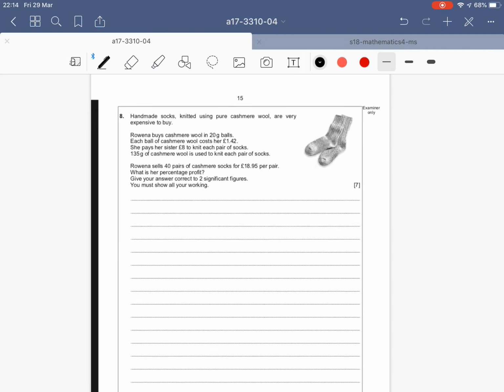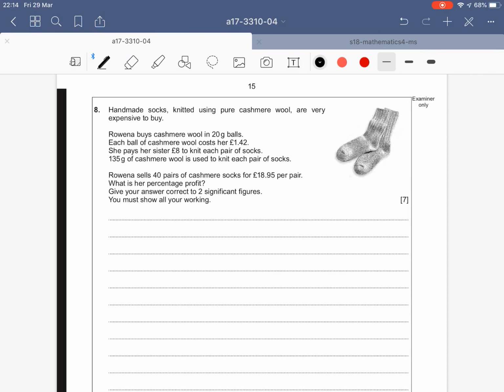Question 8. Handmade socks knitted using pure cashmere wool are very expensive to buy. Rowena buys cashmere wool in 20-gram balls, so each ball of cashmere wool costs £1.42. She pays her sister £8 to knit each pair of socks. 135 grams of cashmere wool is used to knit each pair of socks. She sells 40 pairs at £18.95. What percentage is her profit? Give your answer correct to two significant figures.